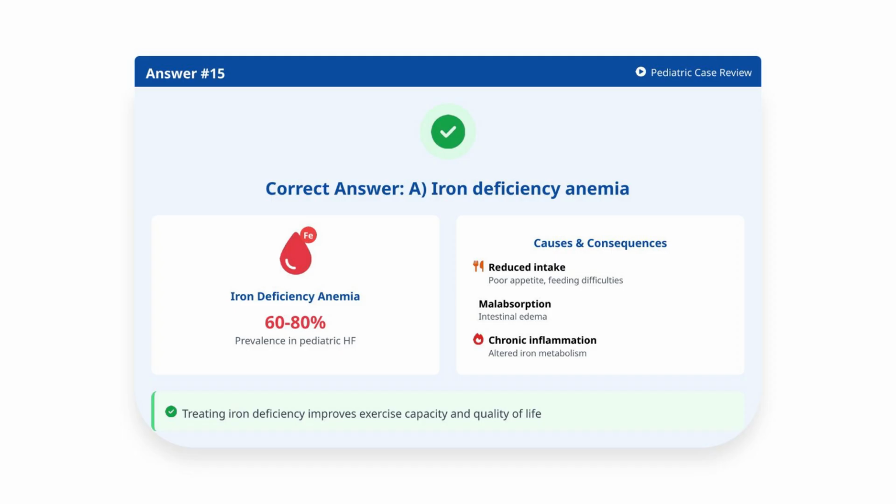Iron deficiency affects 60 to 80% of children with chronic heart failure due to poor intake, intestinal edema causing malabsorption, and chronic inflammation. Treating iron deficiency, even without anemia, improves exercise capacity and quality of life. While other nutritional deficiencies can occur, including protein malnutrition and vitamin D deficiency, iron deficiency is the most prevalent and has the strongest evidence for targeted intervention.